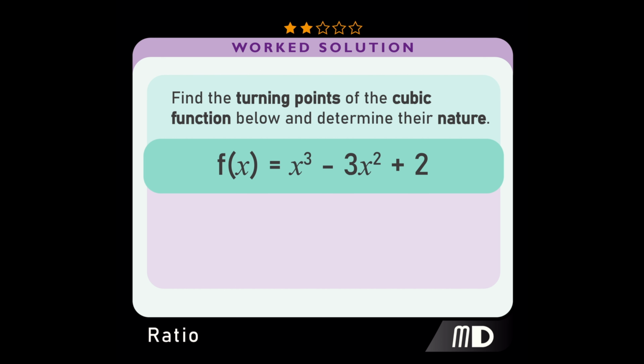Now, in this video, we're going to answer the following question. Find the turning points of the cubic function below and determine their nature. And we've been given the function f of x equal to x cubed minus 3x squared plus 2.